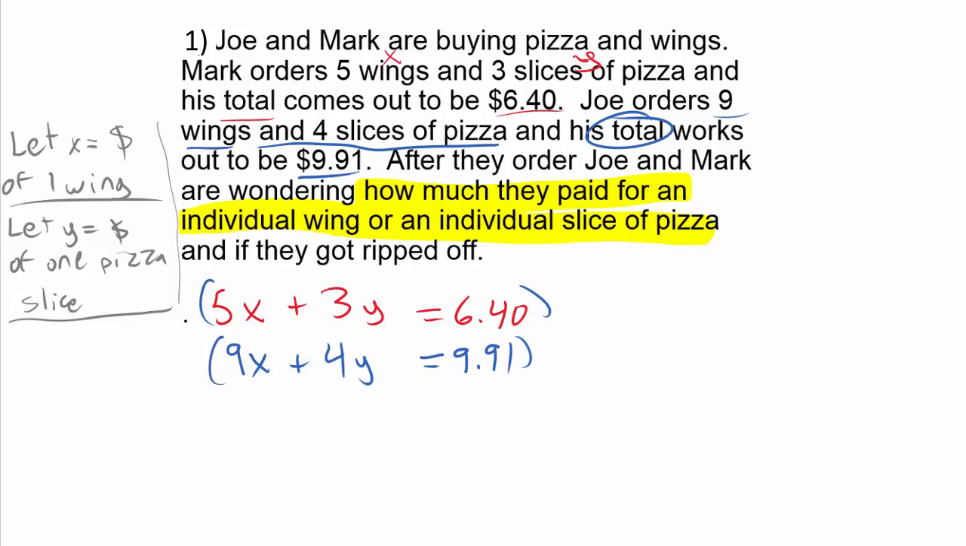So let's go ahead and start by multiplying the top equation by -4, and I'll multiply the bottom one by 3. I'm going to try and get a -12 and a positive 12 here for both of my equations so I can cancel the y's.